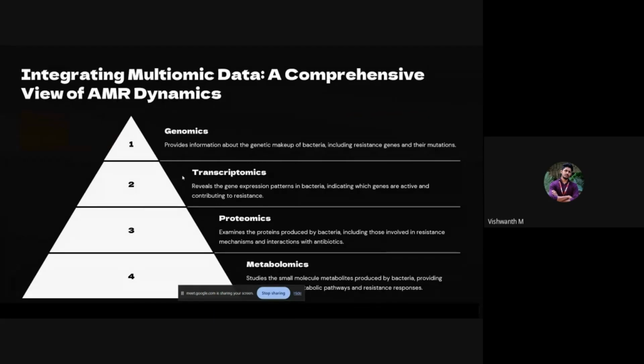The third one is proteomics. It is the study of the proteins that are involved in the resistance mechanisms. After that comes metabolomics. This study explores metabolic pathways of the bacteria that support the resistance. The entire sequence is like the central dogma theory, from DNA to mRNA, mRNA to protein, and protein expression. Proteins are involved in a lot of metabolic pathways, and these pathways are explored to understand antimicrobial resistance. Combining these datasets provides a holistic understanding of AMR, guiding research and intervention efforts.